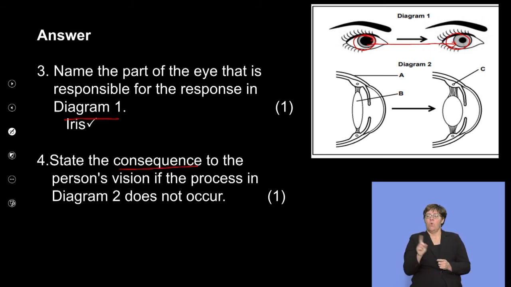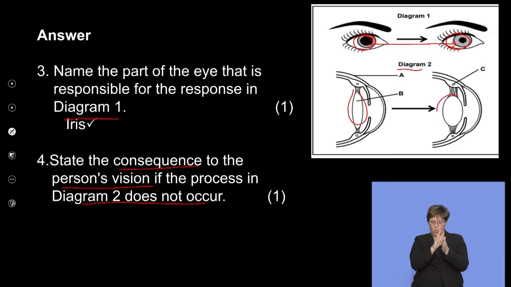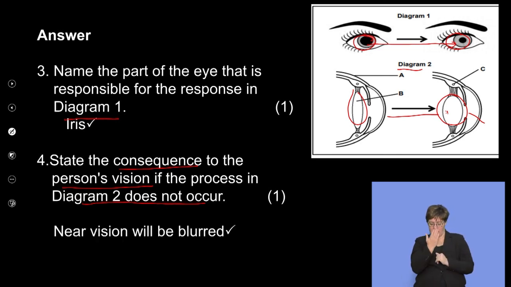State the consequence to the person's vision if the process in diagram 2 does not occur. Here's diagram 2. We have a flat lens, and now it becomes more convex. And when do we need more convex, more refraction? When something is nearby, when your book usually has to be nearby, or when you look at close objects. So when this can't happen, you won't be able to see clearly objects that are close to you. So it will become blurry. Near vision will be blurred.